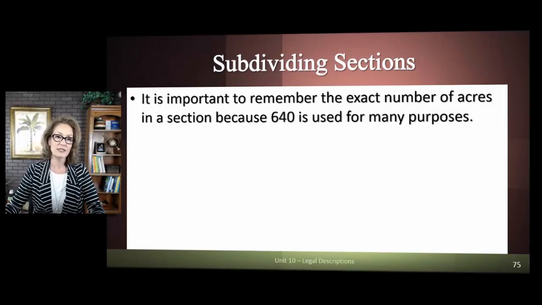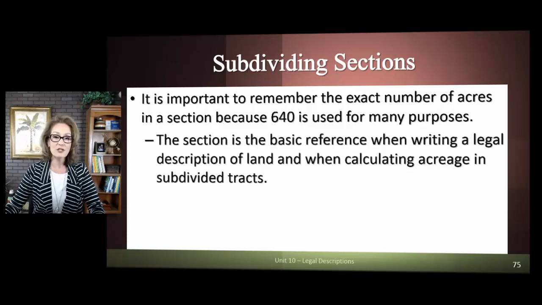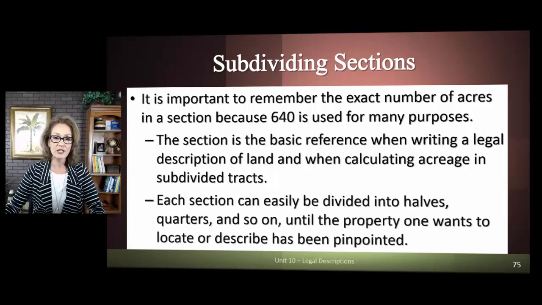Subdividing sections. It is important to remember the exact number of acres in a section because 640 is used for many purposes. The section is the basic reference when writing a legal description of land and when calculating acreage in subdivided tracts. Each section can easily be divided into halves, quarters, and so on until the property one wants to locate or describe has been pinpointed.